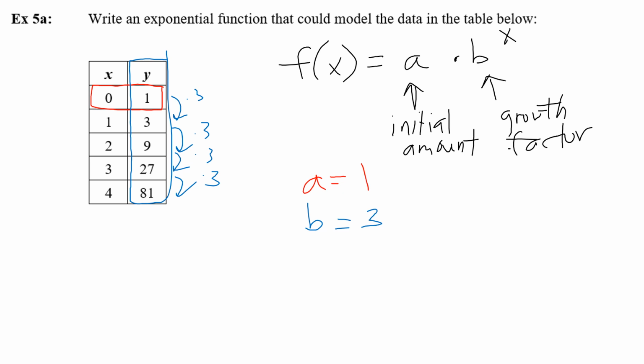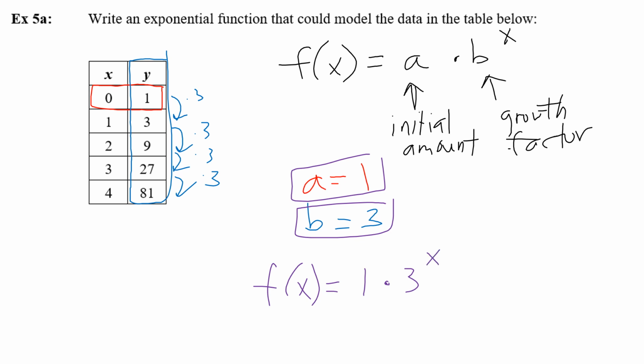Then we have enough to go ahead and plug it back in. So the final answer will be f of x equals a, which we said was the initial amount 1, times b, which is our growth factor, which is 3, raised to the x. You can also write this as f of x equals, I'm going to get rid of the 1 because multiplying by 1 won't change anything. So we can just write it as 3 raised to the x. That would be our final answer.